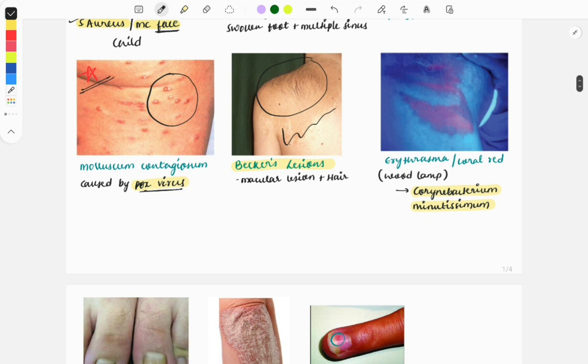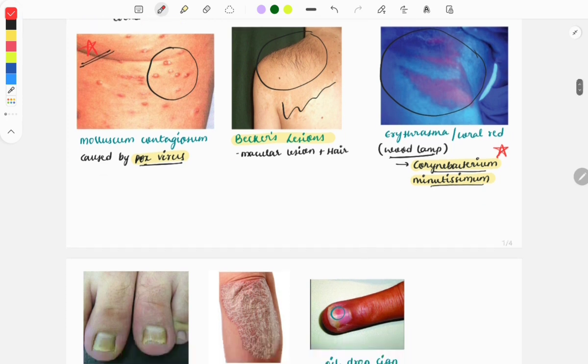Then the next image is of a Wood's lamp. On the Wood's lamp you can see a coral red color, which is also called erythrasma, and this is caused by Corynebacterium minutissimum. Questions are asked on which color Corynebacterium causes on the Wood's lamp, or questions are asked: erythrasma is caused by which of the following.